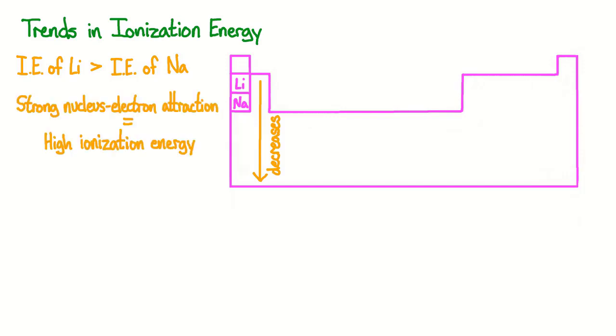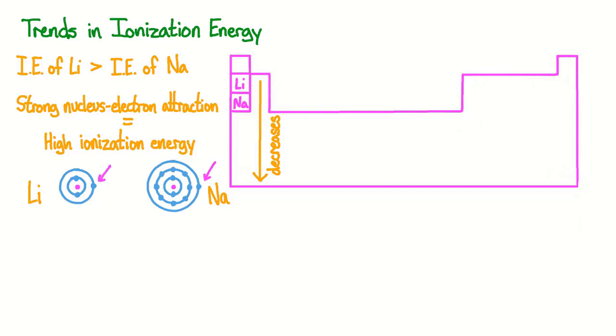The basic relationship to help us understand patterns in ionization energy is this. The stronger the attraction between the nucleus and the electron of interest, the more energy it will take to pull away that electron, and thus the higher the ionization energy will be. If we look at electron shell diagrams for lithium and sodium, we can see why sodium would have a weaker nucleus-electron attraction.